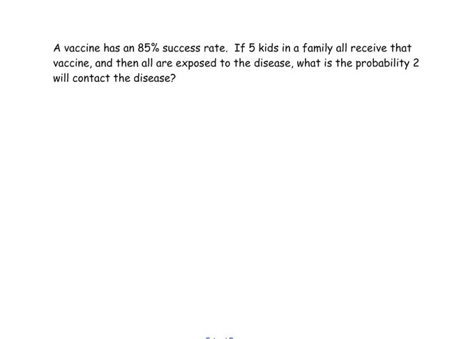In this problem, we have that a vaccine has an 85% success rate. If 5 kids in a family all receive the vaccine, and then all of them are exposed to the disease, what is the probability that 2 will contract the disease? Well, if that happens, for 2 of the kids, the vaccine fails. For 3 of the kids, it's successful. A tree diagram for this would be pretty tedious, but you could do it. But we're going to do it a slightly simpler way. We have 5 kids, we have 2 vaccines that failed and 3 that were successes.